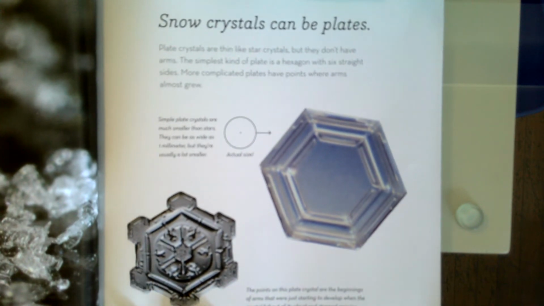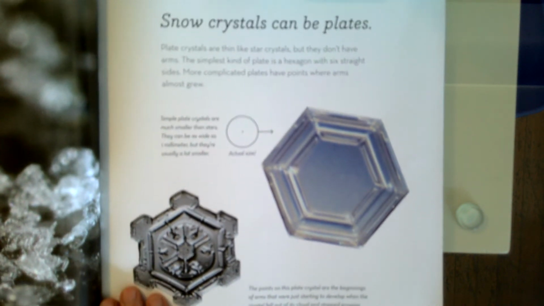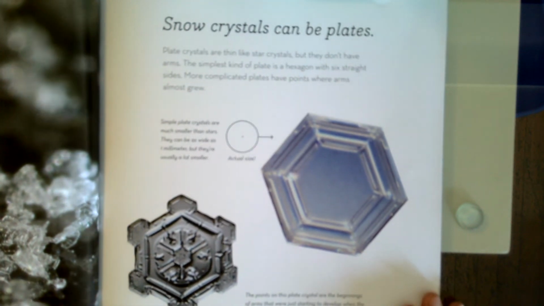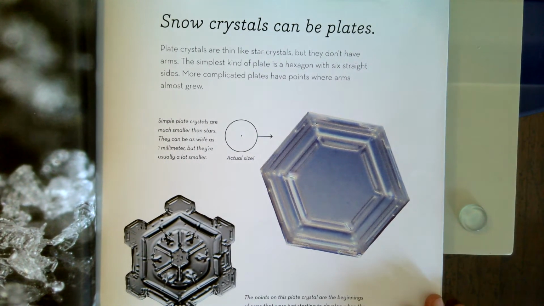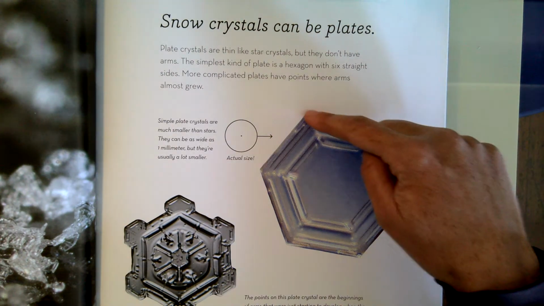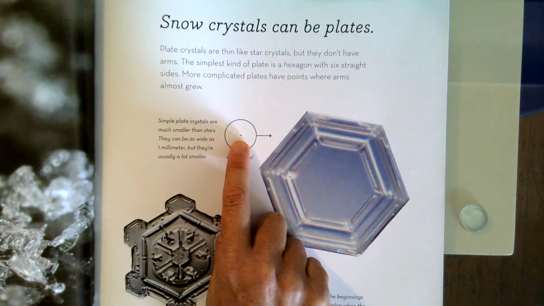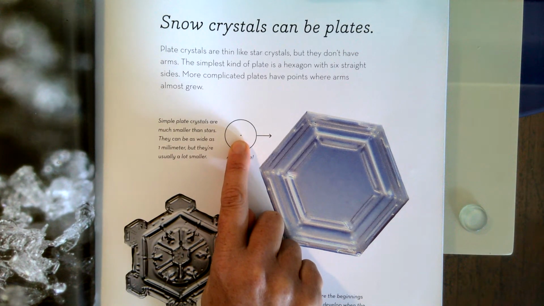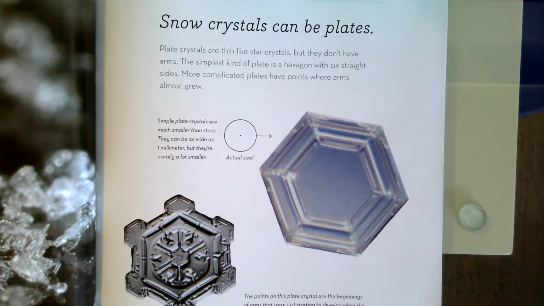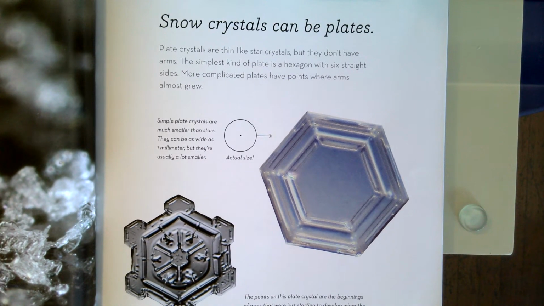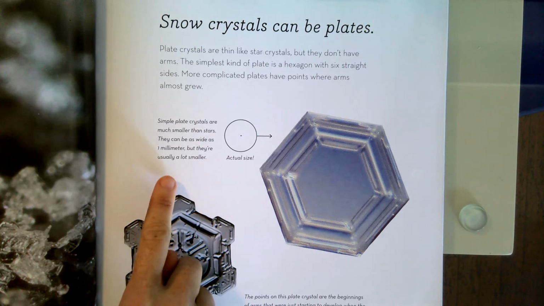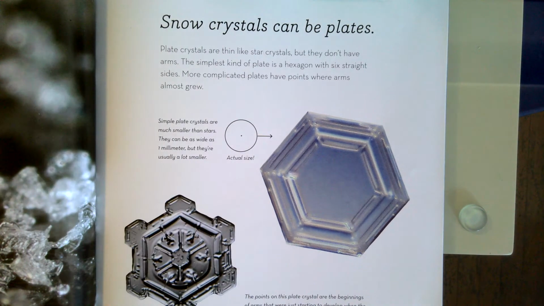Snow crystals can be plates. Plate crystals are like star crystals, but they don't have arms. The simplest kind of plate is a hexagon with six straight sides. One, two, three, four, five, six. Oh, look, and that's the actual size. Oh my goodness, it's so tiny. Ooh. More complicated plates have points where arms almost grew. Simple plate crystals are much smaller than stars.